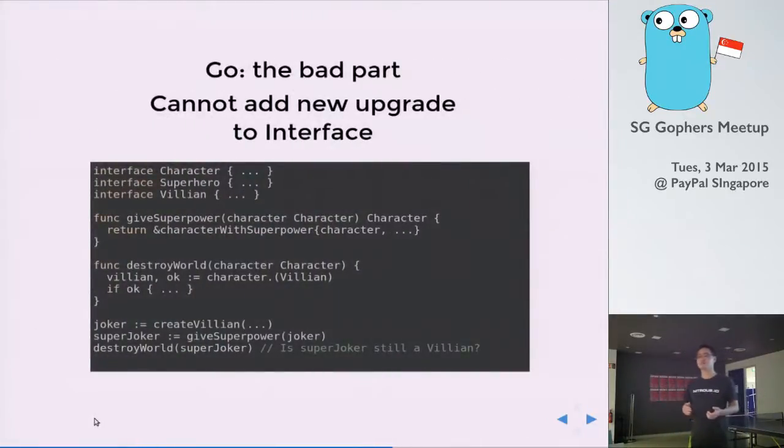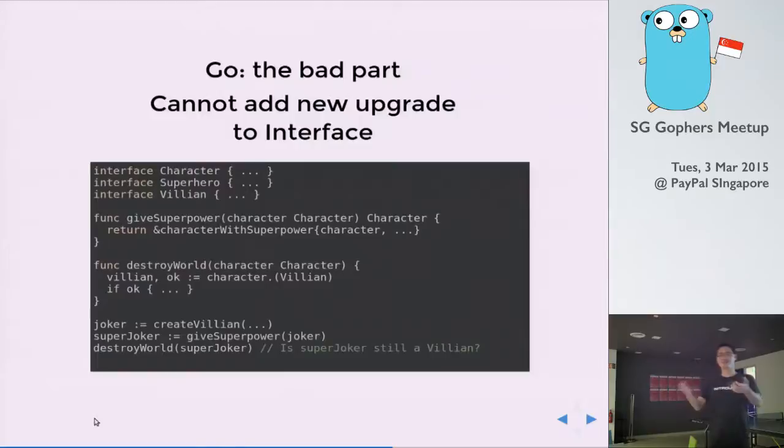On the other hand, even though we can upgrade the interface of our object, I feel that there are still certain things that are restricted in Go. For example, even though we can upgrade an interface, we can't really create an upgraded interface that retains all its original attributes. For example here, we have a character and we want to give it superpowers, right? So you create a new interface that wraps around that, so your character becomes a character that's upgradable to a superpower character.